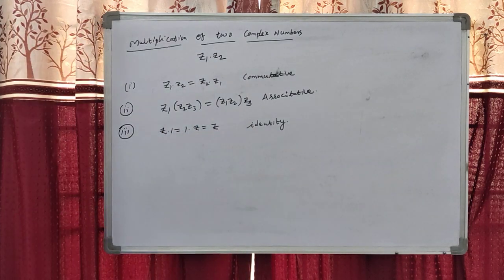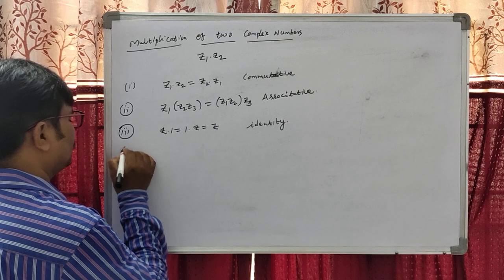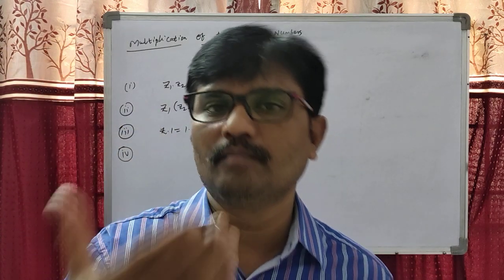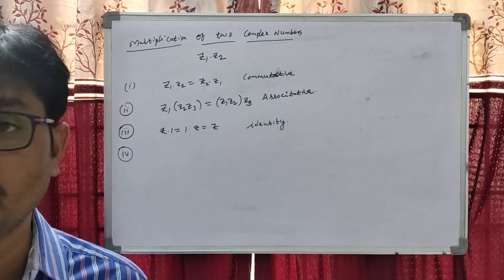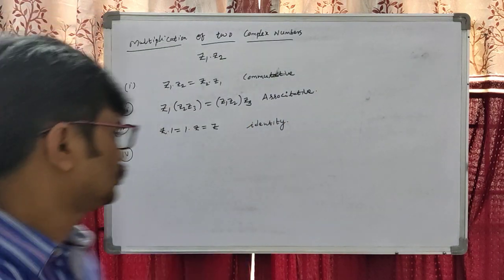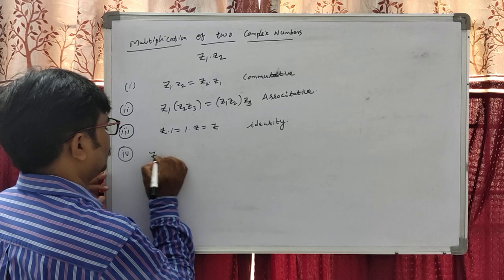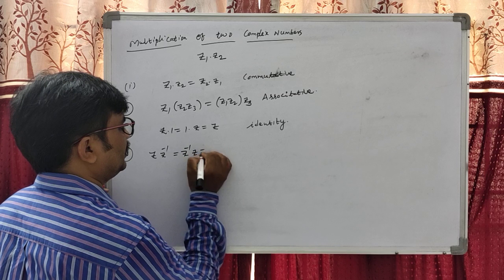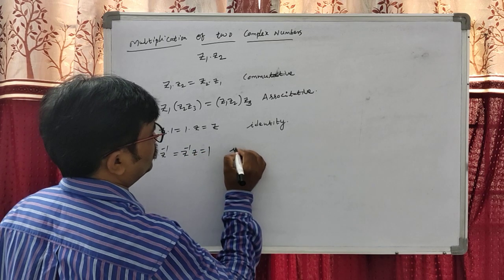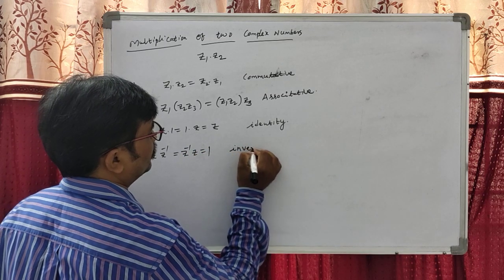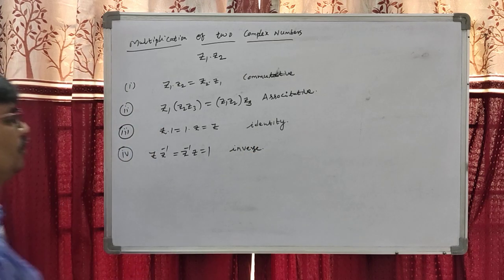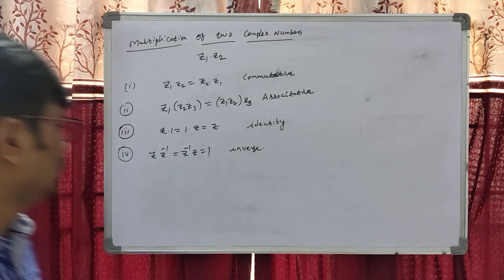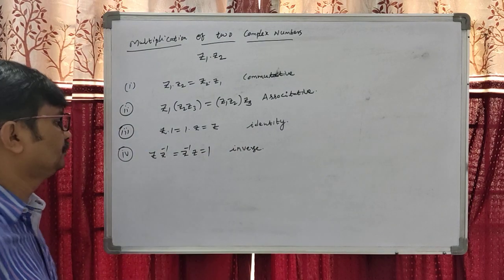Now the fourth one is the inverse. The additive inverse of z is minus z, but the multiplicative inverse of z is 1 by z. So we have to know that z into z inverse, or z inverse into z, equals 1. This is called the multiplicative inverse. Therefore the multiplicative inverse of z is 1 by z.